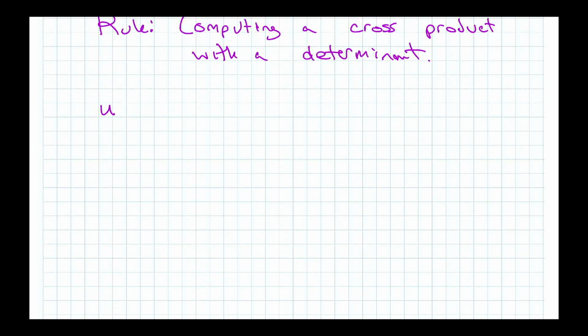So here's the rule. For u cross v, there's that formula that we wrote down that I said nobody uses. And this is the one that everybody uses because it's easier to remember. So what you do is on the top row, you just put i, j, k like that. And then your other two rows are the u and the v.